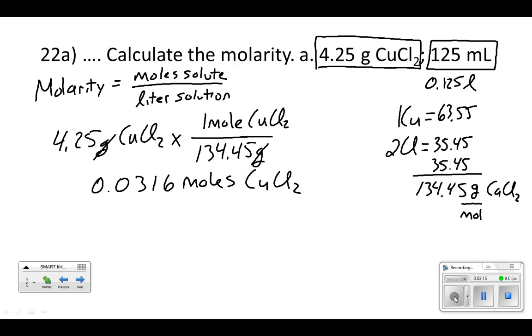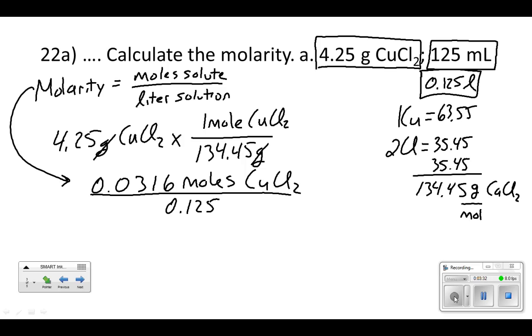All right, so if we're going to find the molarity then, it's moles of solute over liters of solution. So let's just take this answer and divide it by the liters of solution that we had found up over here. So that is 0.125 liters of solution. And so this answer comes out to be, rounding again to 3 significant figures, 0.253, and that's moles per liter of copper(II) chloride.